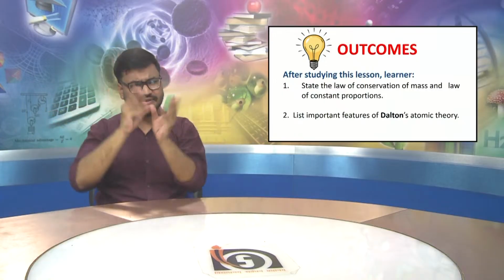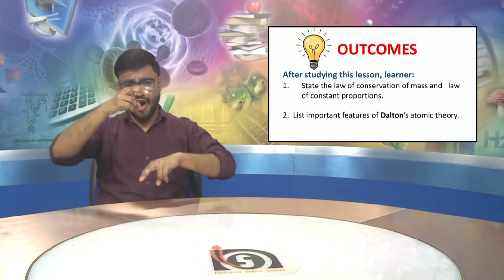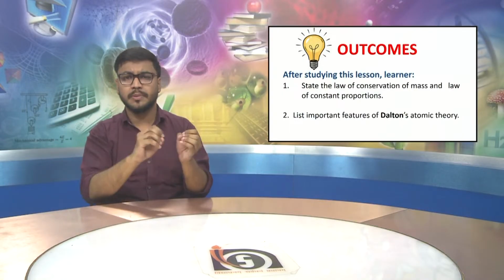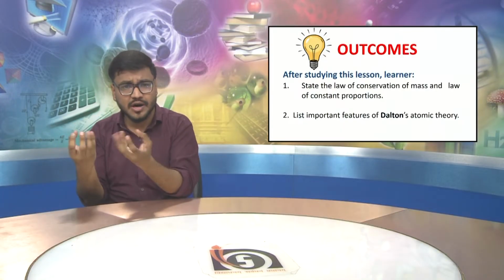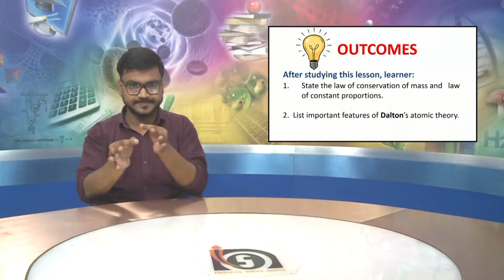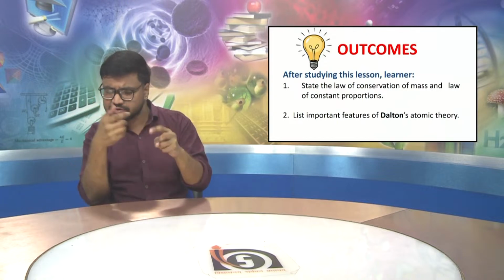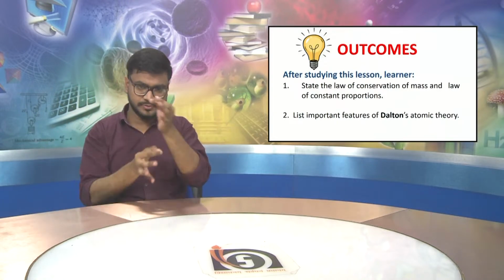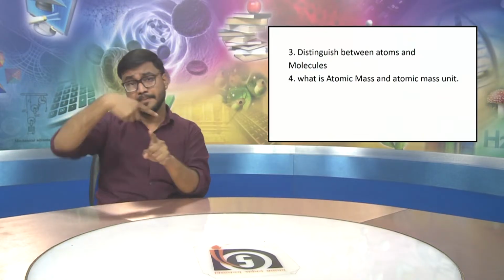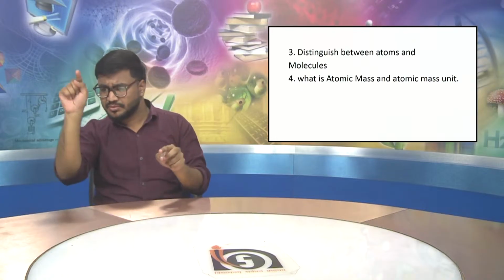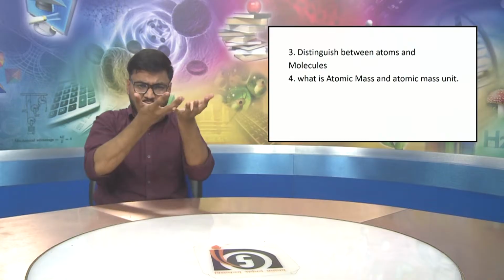Outcomes. After studying this lesson, the learner will be able to know some points. First, they can state the law of conservation of mass and the law of constant proportions. Second, they can list important features of Dalton's atomic theory. They can distinguish between atoms and molecules.